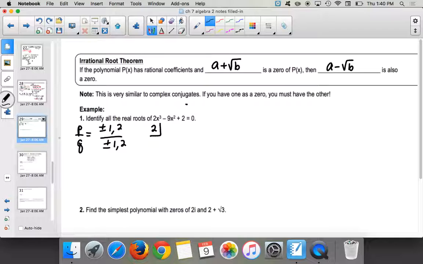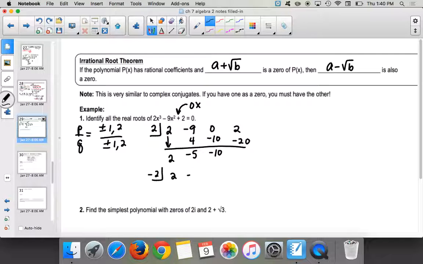So be careful, this one is missing an x term. So we're going to put in 2, negative 9, 0, and 2. Then we do our synthetic division. Oh, it's not looking good. 2 didn't work. Negative 2 maybe? Actually, I think it's like 1/2. Let's do 1/2.